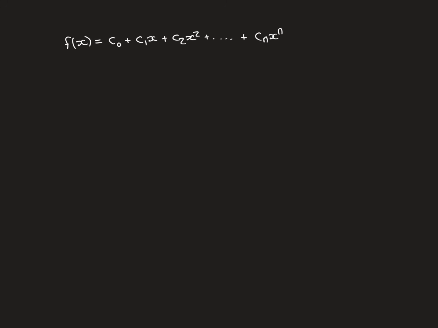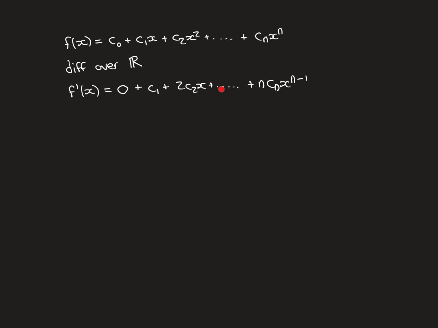So what we want to prove about this then is that it's going to be differentiable over the entire real line, and that its derivative is going to be given by, I'm going to write 0 there, which is what this constant term differentiates to, plus c1 plus 2c2, so this is just the formula from familiar calculus, plus all the way up to n cn x to the n minus 1.